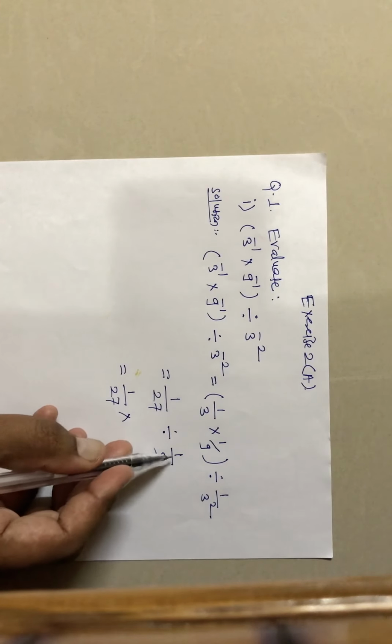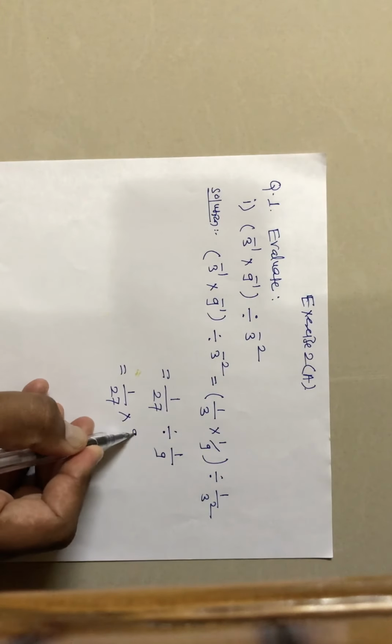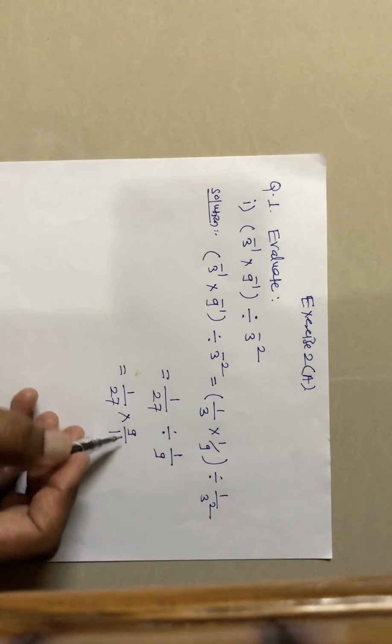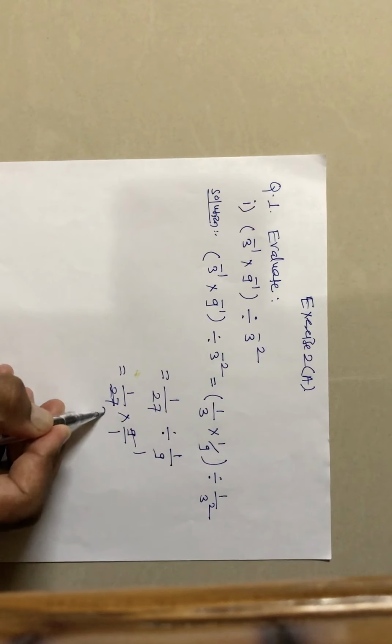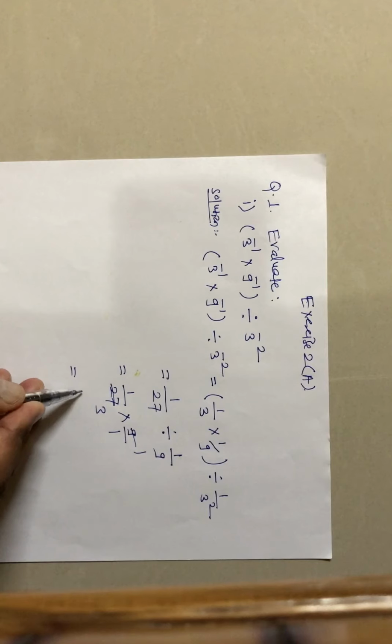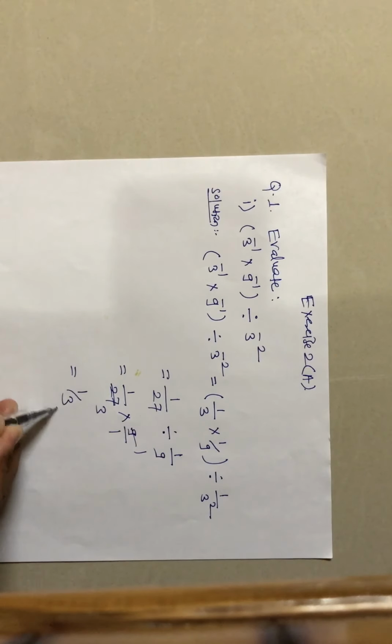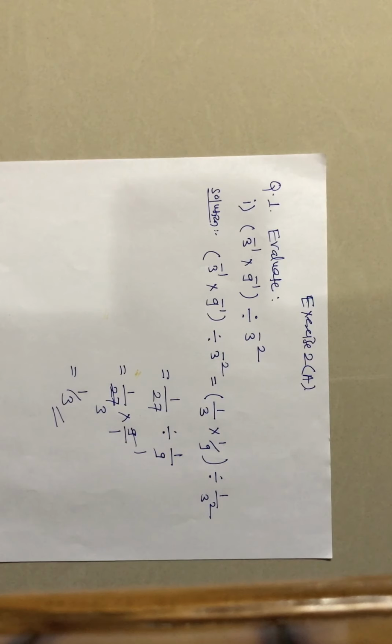multiplied by, take the reciprocal of 1 upon 9, so 9 upon 1. 9 ones are 9, 9 threes are 27, so the required answer is 1 upon 3. Very simple examples.